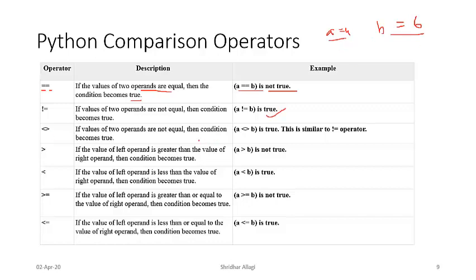Then similarly we have less than and greater than. If the values of the two operands are not equal, then the condition becomes true. So now you can see here, this operator is equal to, not equal to, greater than, a is greater than b. Suppose if I make a equal to 14 and b equal to 6, 14 greater than 6, it's true. If I take a equal to 4, then a greater than b is not true. A less than b is true. A is greater than or equal to b, not true. Equal to b is true.